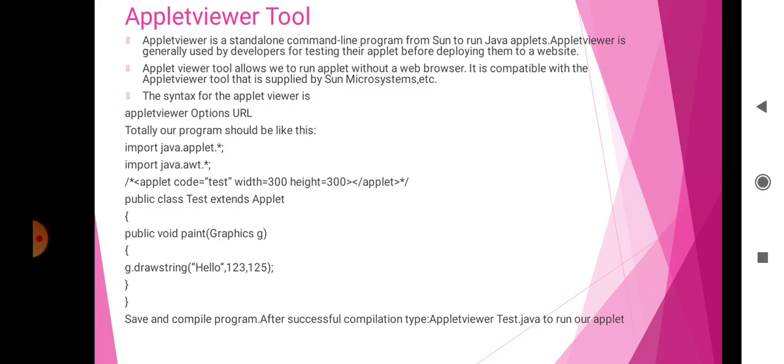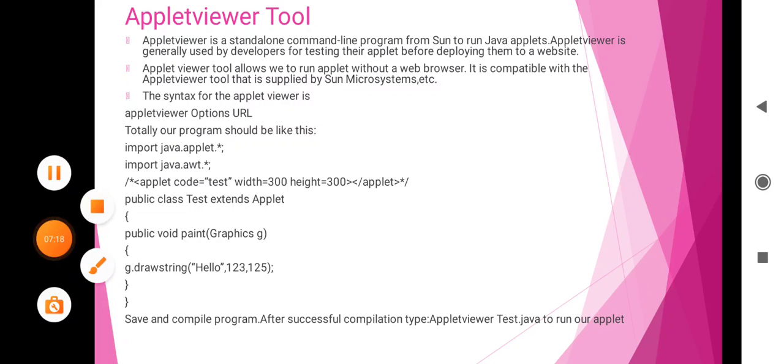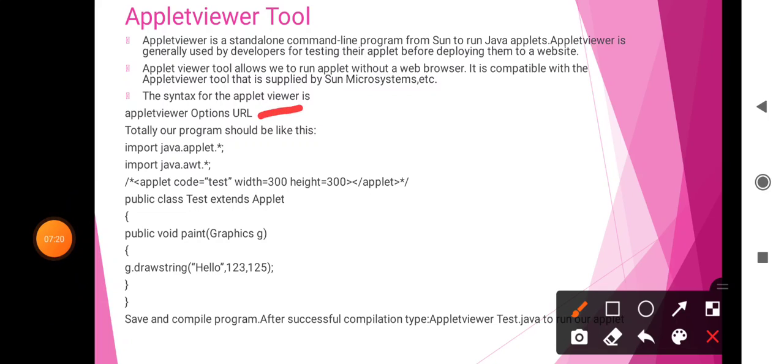The Applet Viewer command connects to the document or resource designated by the URL, and it displays each applet referenced by the document in its own window. Here the syntax for Applet Viewer is appletviewer options URL. Then here the whole program should be like this.